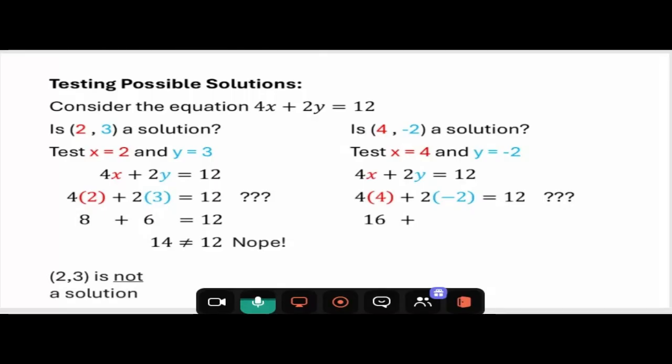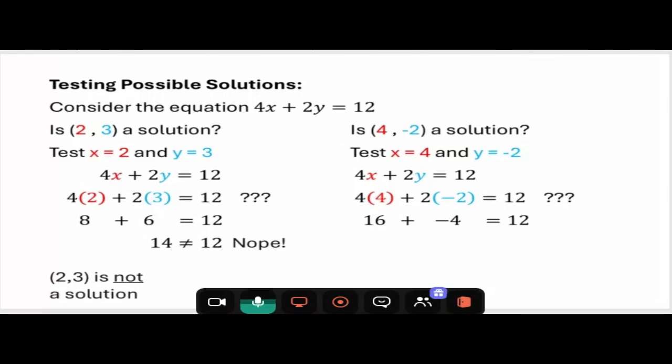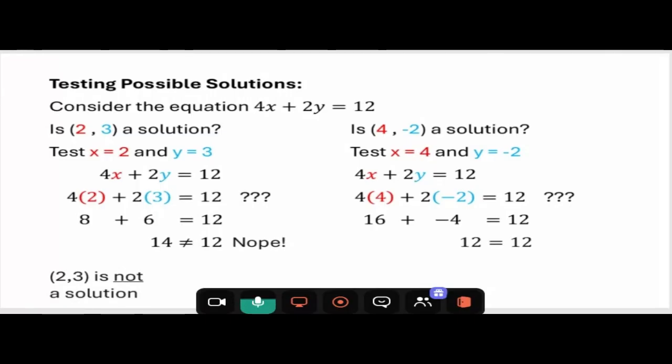4 times 4 is 16. 2 times negative 2 is negative 4. So is 16 plus negative 4 equal to 12? Yes, 16 plus negative 4 is 12. So yes, 4, negative 2 is a solution.